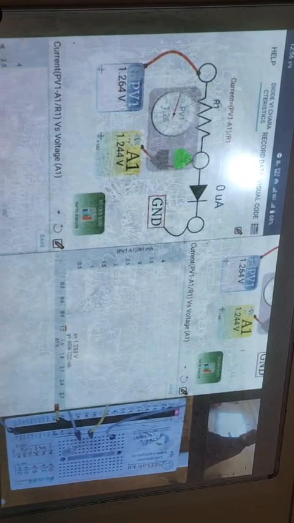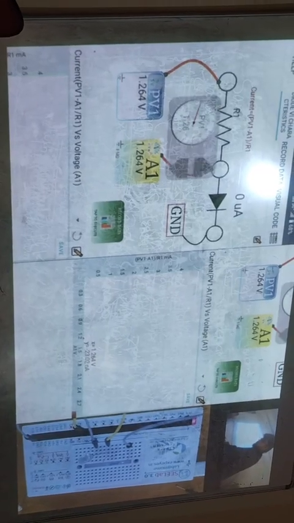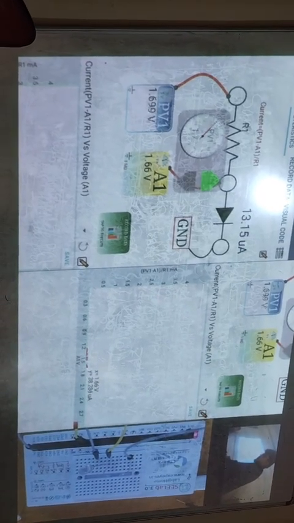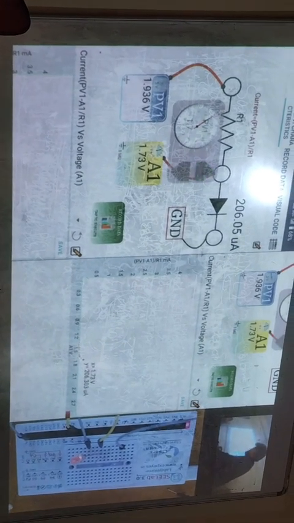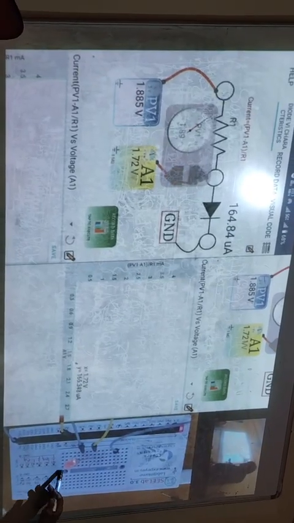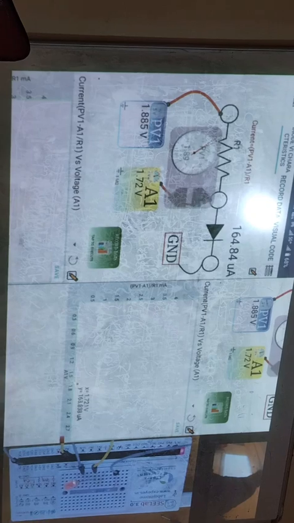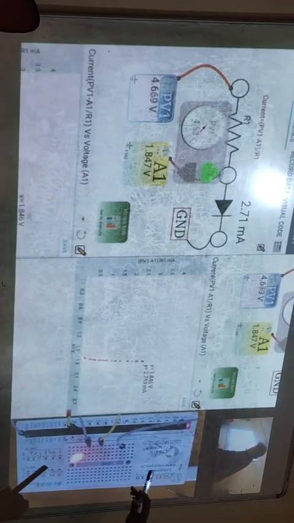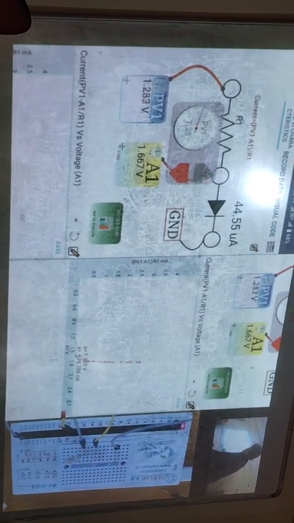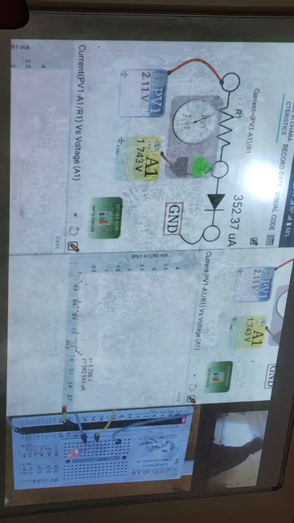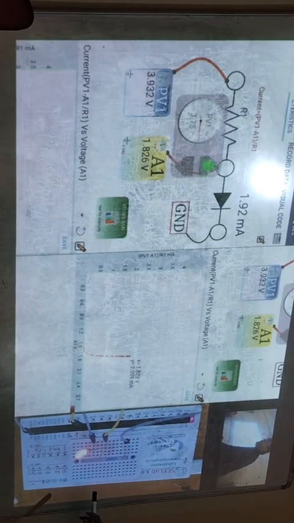So it's increasing, let's say around 1.3, 1.4, 1.7. See, around 1.7 volts, the LED is glowing. Now as you increase it further, you can see this graph is going up. So this is my IV curve here. I can take it back and forth and obtain an IV curve for a red LED.